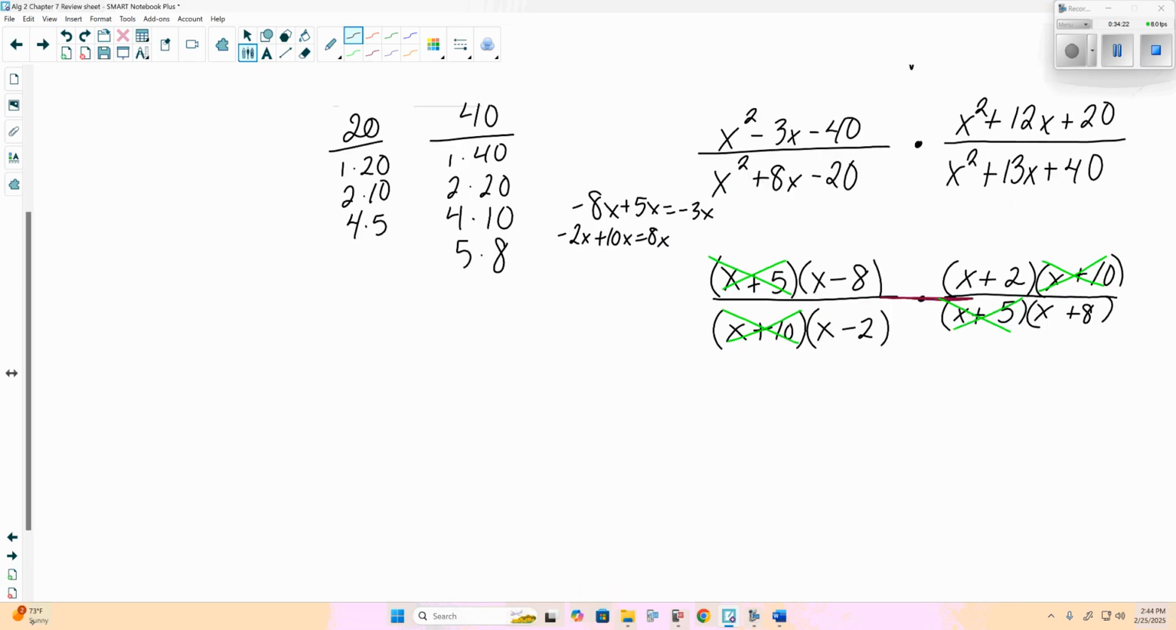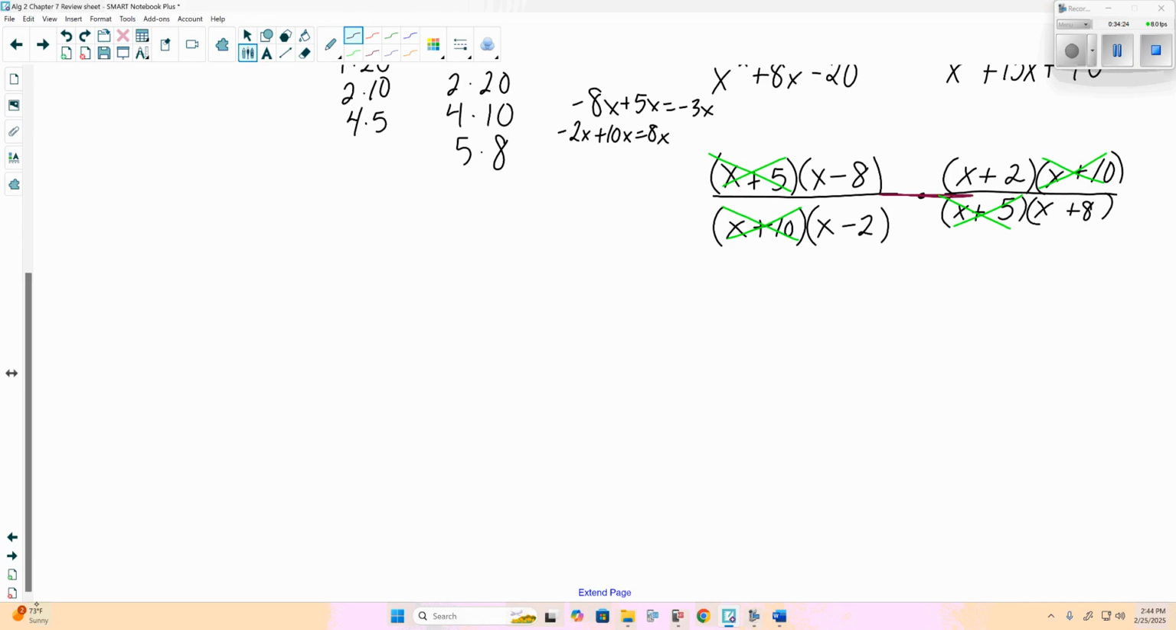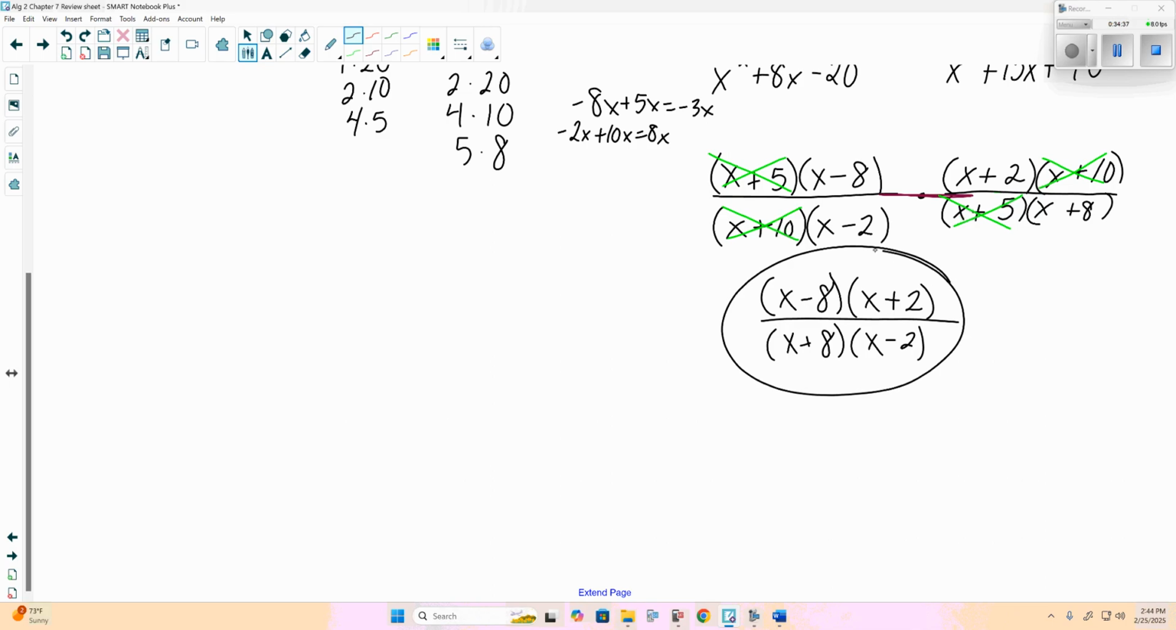As nice as it would be to be able to cancel the rest out, our x minus 8 and x plus 8 are not like terms. Our x plus 2 and x minus 2 are not like terms. And there's no way for us to get them to be like terms. Questions on this here?